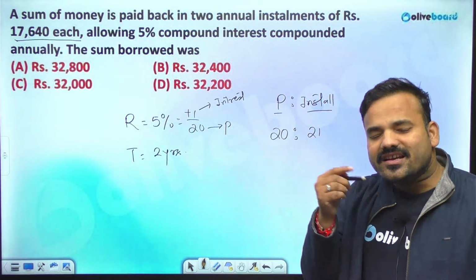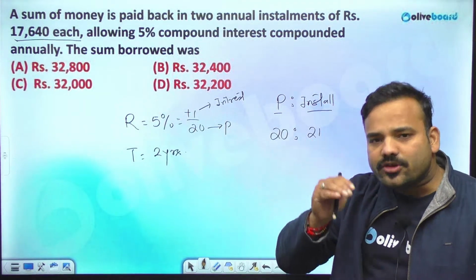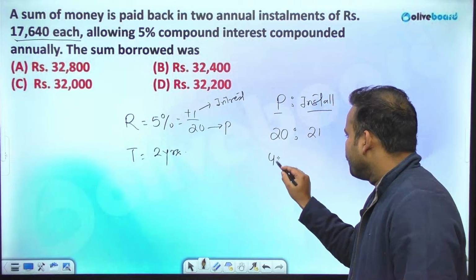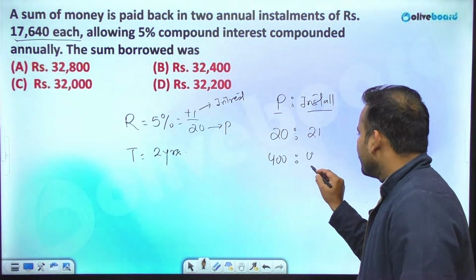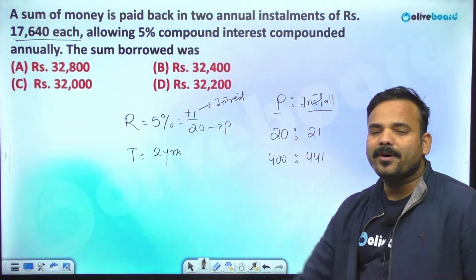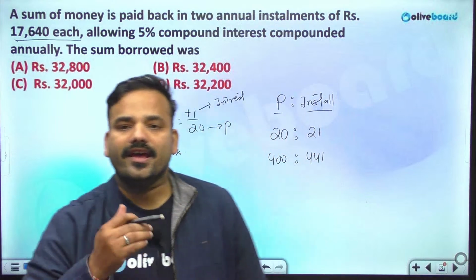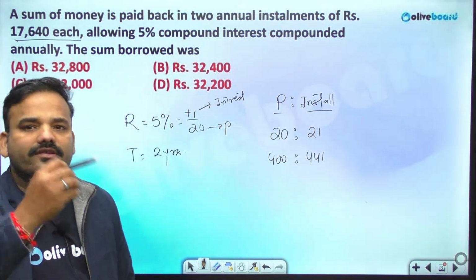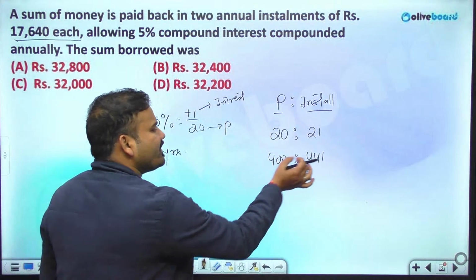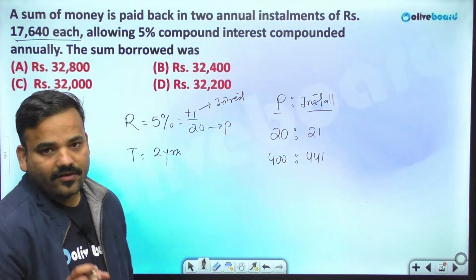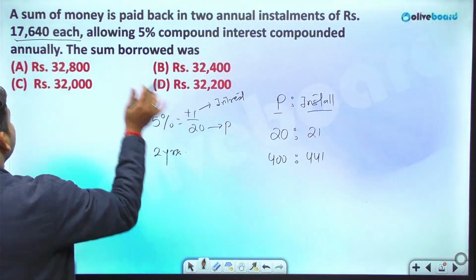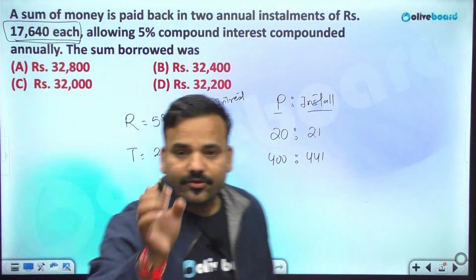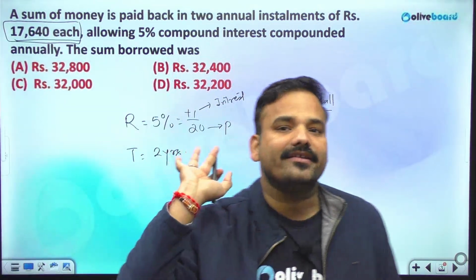For the next year in compound interest, this will be successive, or in geometric progression, the value will get squared. For the next year, it will be 400 and 441. In compound interest, every year the rate of interest increases successively or in geometric progression. For 2 years, it will be the ratio of 400 and 441. The question has mentioned clearly that the installment is the same, that means the installment for both years is the same.